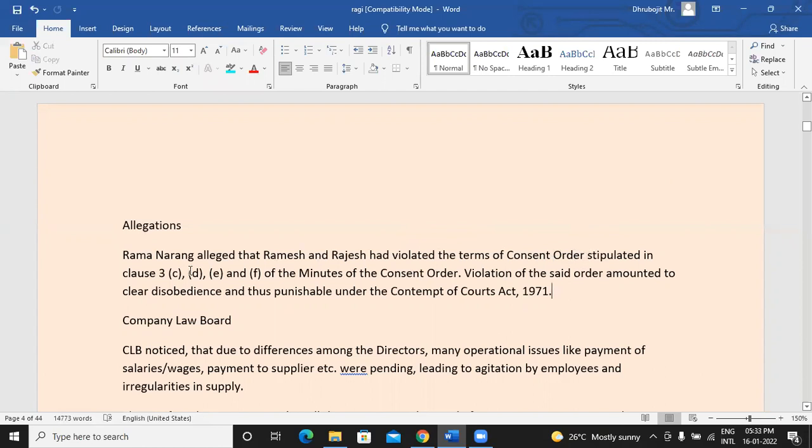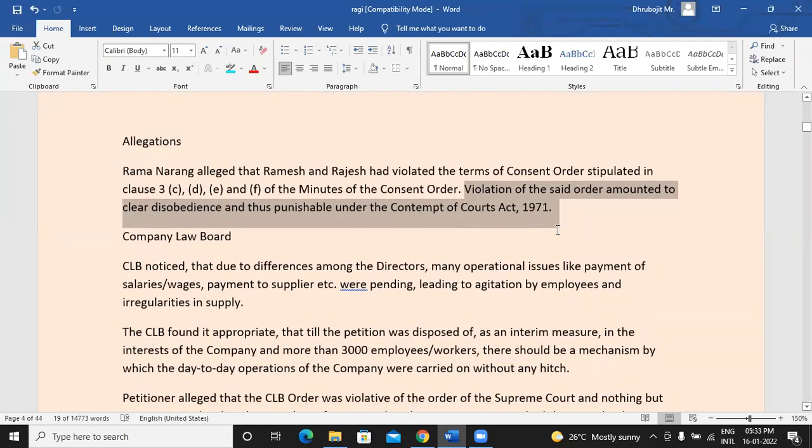In the arbitration order, there were certain clauses like clause 3, clause C, D, E, F of minutes of the consent order. So those were violated. According to the father, sons have violated all these clauses. And violation of the same order amounted to disobedience of the order passed by the court, and thus it falls under the Contempt of Court Act, like the definition that we saw, civil contempt. It falls under the Contempt of Courts Act 1971 because this consent order was passed under the authority of law.